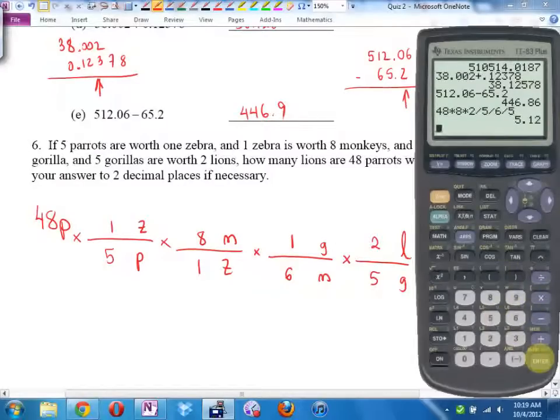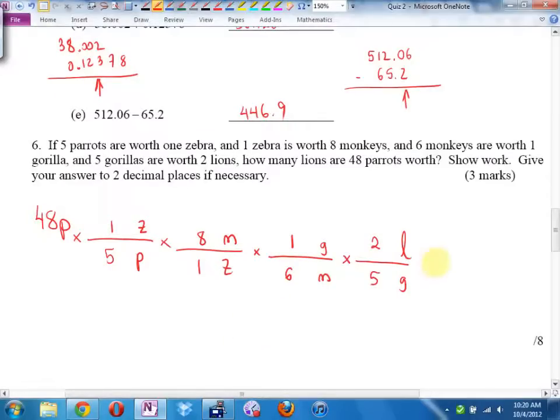And it turns out that 48 parrots are worth, oh, what did I say to round to in the question? Gee, do you think I did the math first and then said, oh, it goes to 2 decimal places? Why don't I tell them to round to 2 decimal places? Maybe. 5.12. Is that right? 5.1, not 1, Mr. Duick. 5.12 lions. Who knew that 48 parrots could get you 5 lions?